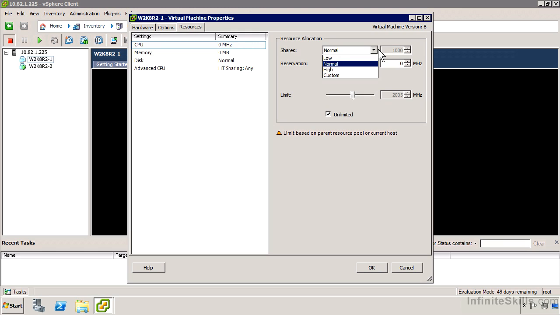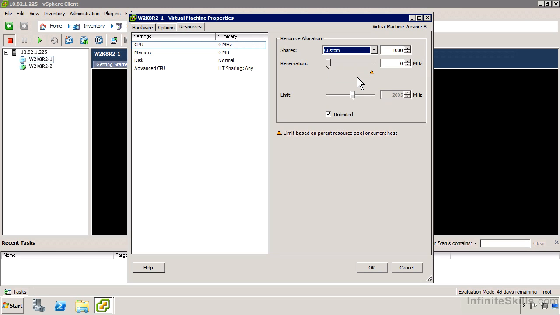But when competition starts to occur, when VMware is not able to provide capacity to both of those machines, then the machine with the higher shares will get a higher priority. Normal is twice as many shares as low, and high is twice as many shares as normal. You can also enter some custom numbers here.